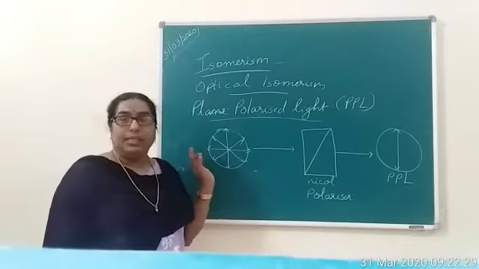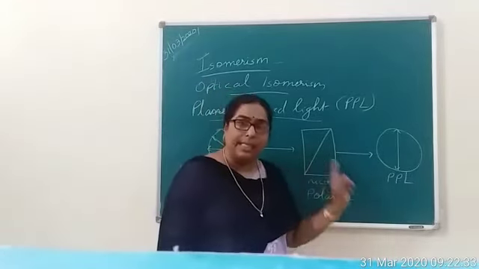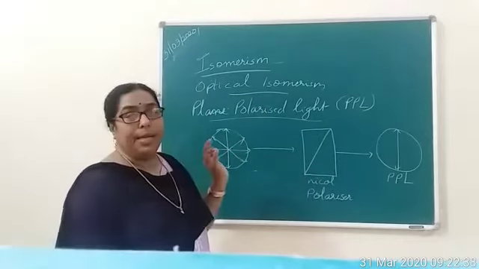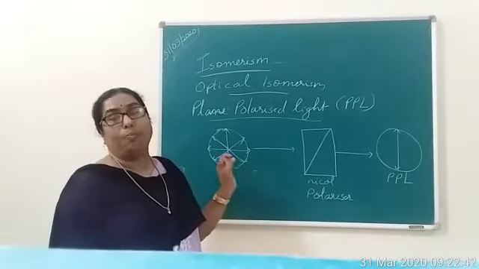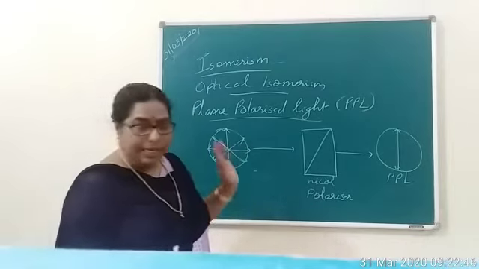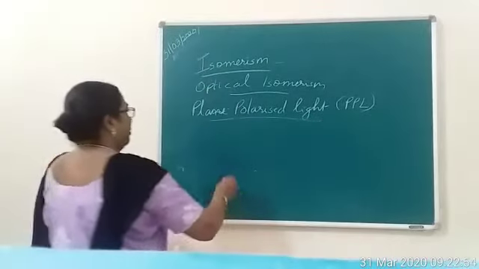Is it clear? So the samples which are able to rotate plane polarized light either towards right or towards left, this particular property is termed as optical activity, or optical isomerism. Let us explain it with the help of a simple diagram.